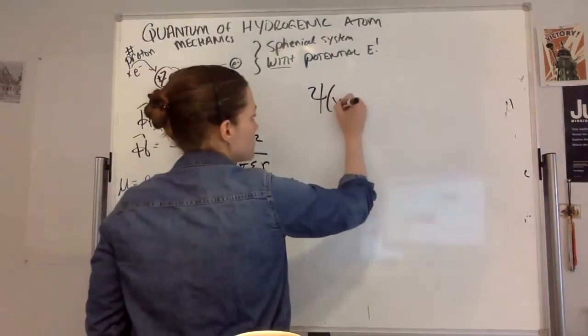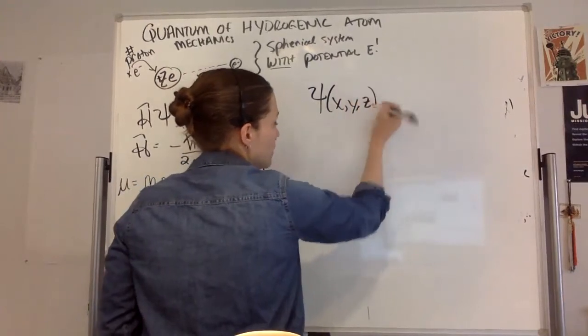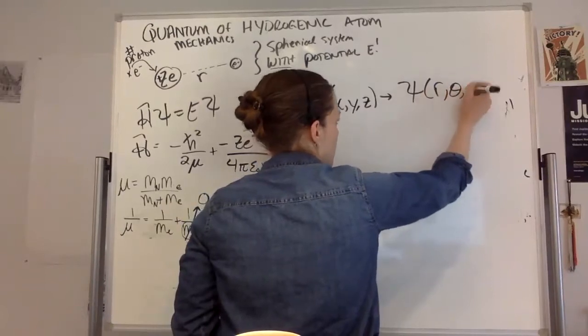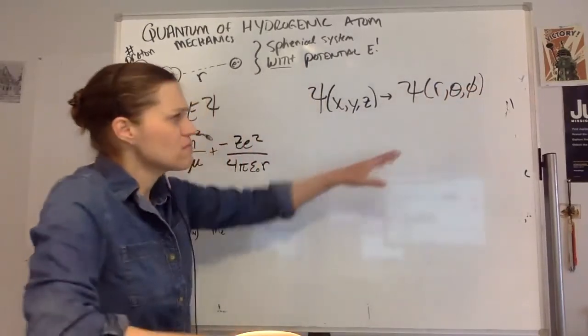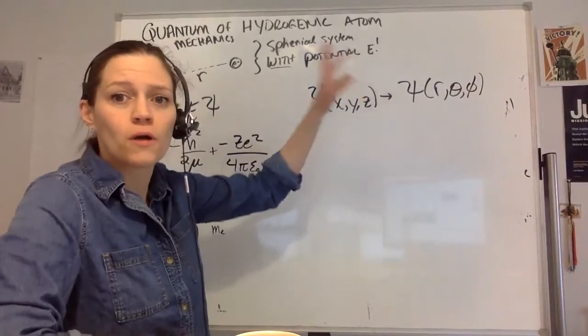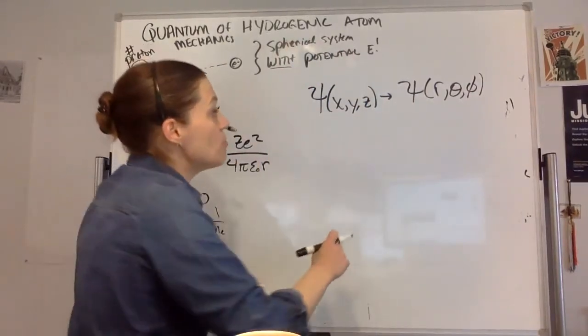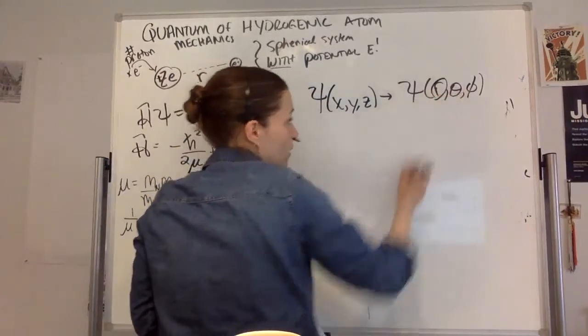Okay, so psi is normally x, y, and z, but we want to convert this to psi as a function of r, theta, and phi. Now, we've already done this for the spherical system where we just have a particle bound to a sphere. But now what we want to do is incorporate this r.